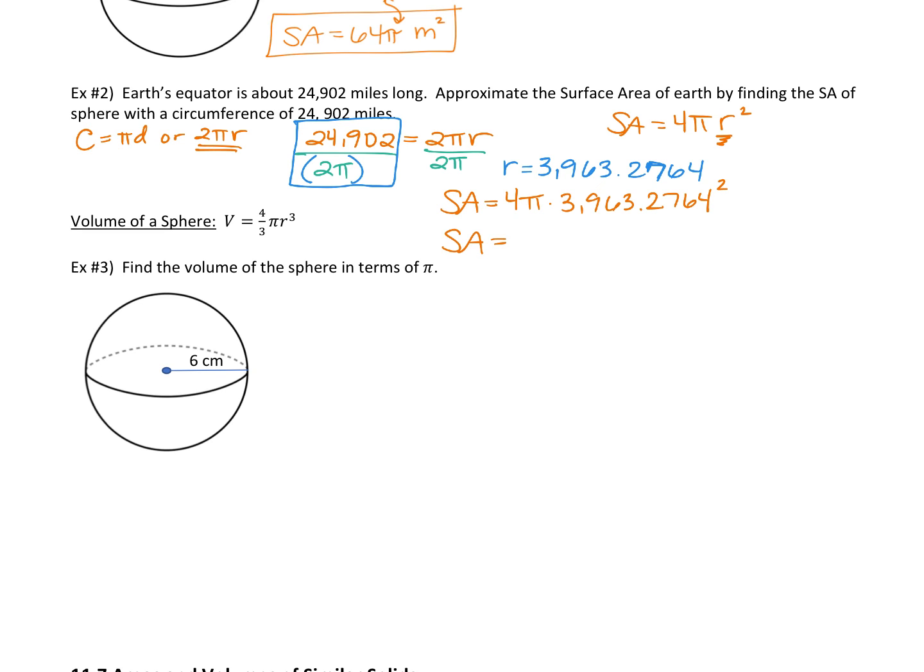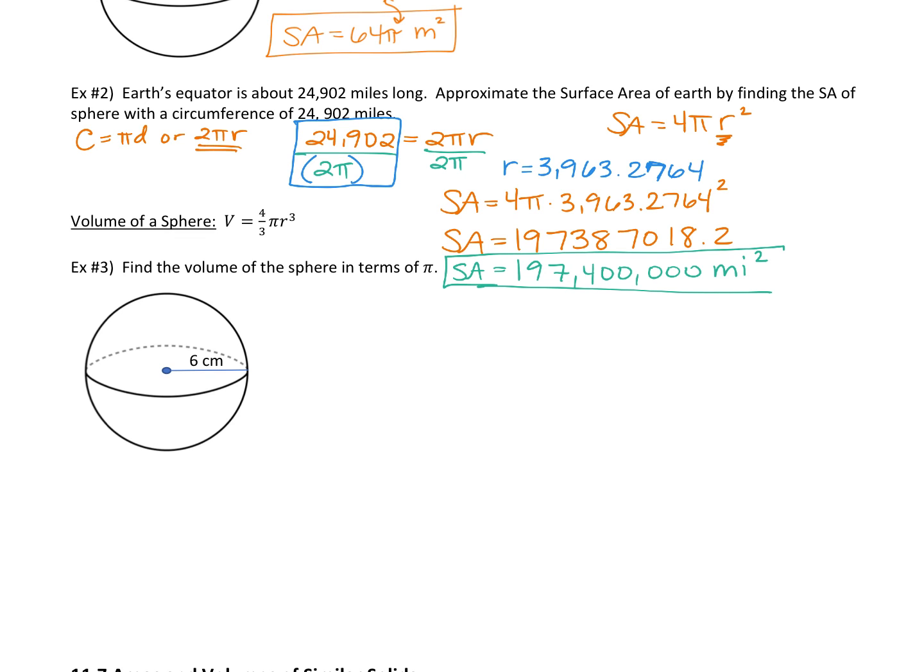I didn't tell you where to round, did I? No. So your surface area would be 197,387,018.2. So if we wanted to round it to a nice number, we'll just say we're gonna do to the nearest 100,000. That would be 197,400,000 square miles. That's the surface area of Earth.